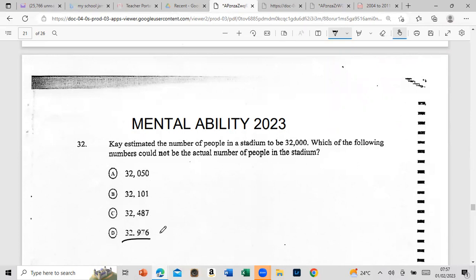So I'm thinking that it's rounded to the nearest 100. So I'm gonna go with two. That would be 93. All of these, I could round it down, right? That's the pattern I'm getting right here. So I'm gonna go with B for this one.